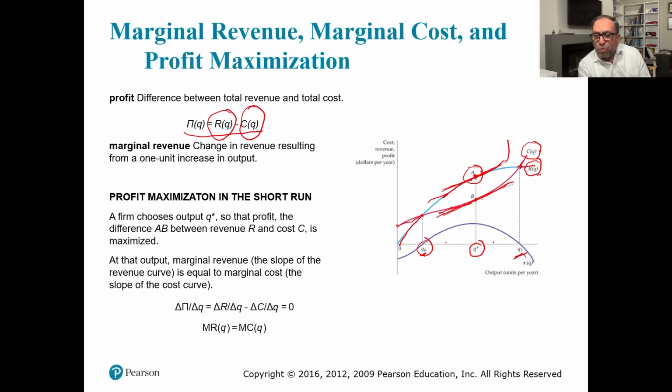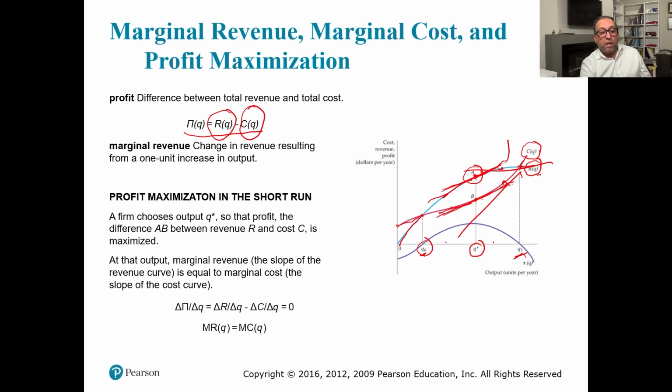And at any other point other than A and B, if you find out the slope of the revenue function and the cost function, you cannot find the same. They are different. Why? You can see, you can find the tangent point at this and the tangent point at this. You find that their slopes are different.